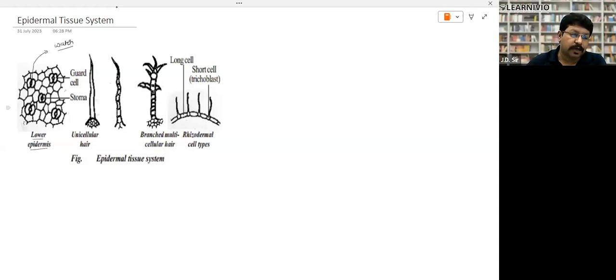They are made up of guard cells. So these are the guard cells, and from these guard cells water comes out. Then there are some unicellular hairs, and you can also see some multicellular hairs. These multicellular hairs are called trichomes.